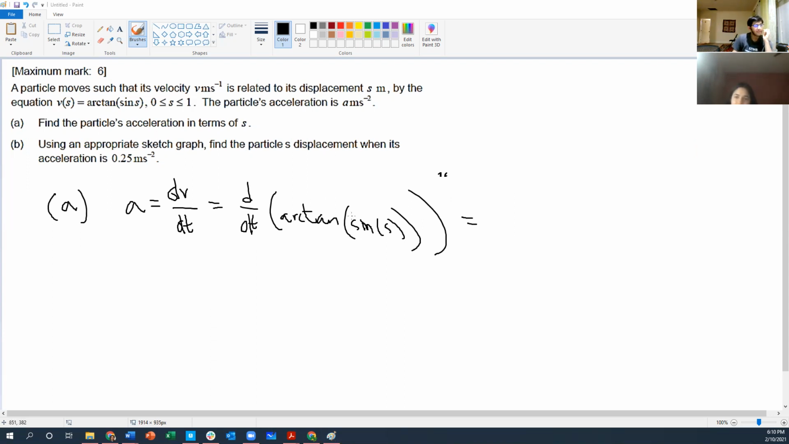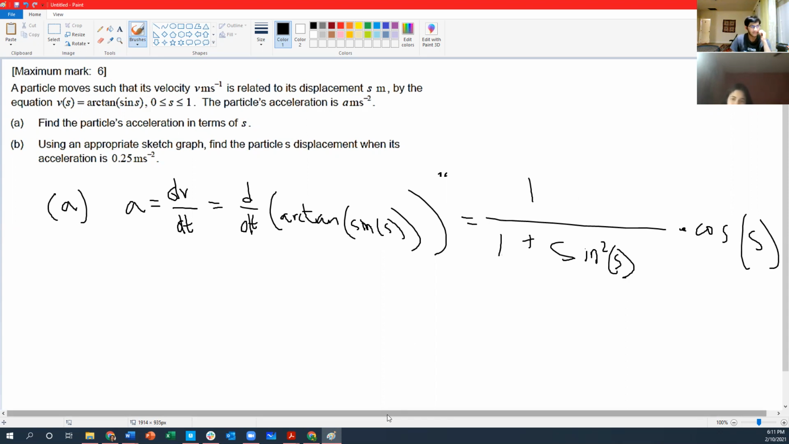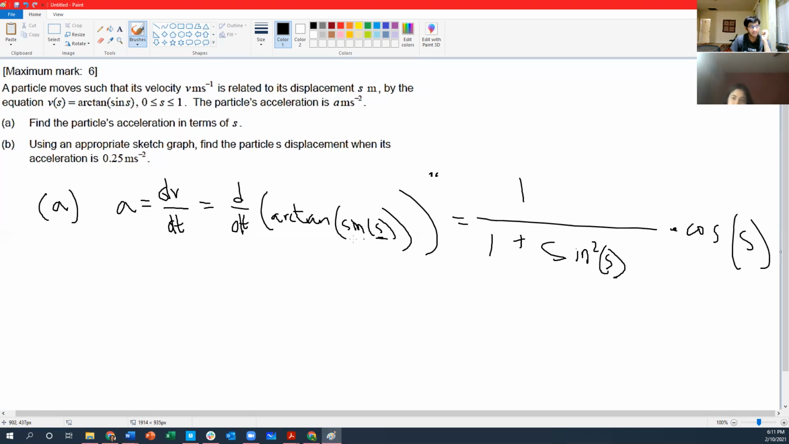Okay. So I think what you would do is chain rule. Let's do this. If we differentiate this, we would have 1 over 1 plus sine squared s, right? And then we would multiply that by cos s, because that's the derivative of sine s. And then we would have s prime of t, because s is a function of t, and we're differentiating with respect to t. And what is s prime of t? s prime of t is just the velocity.